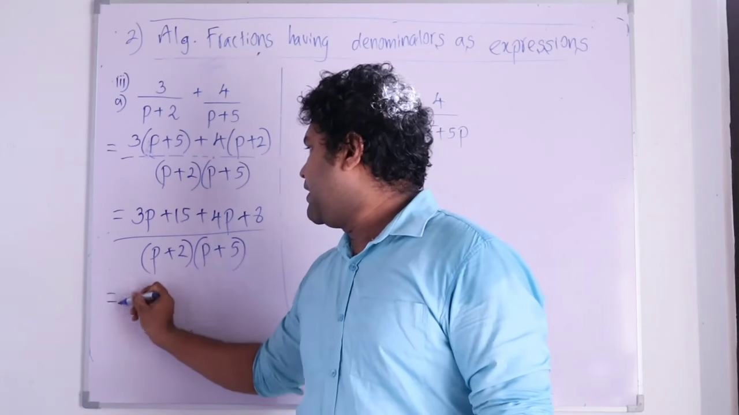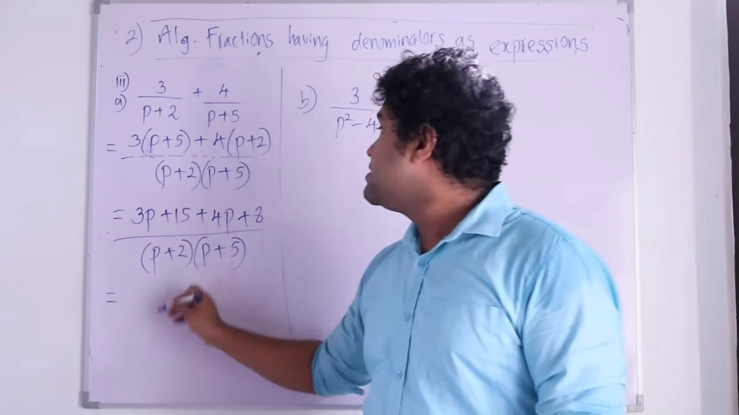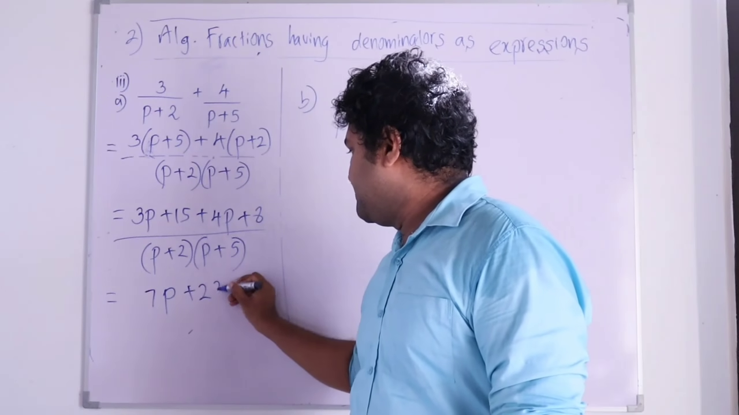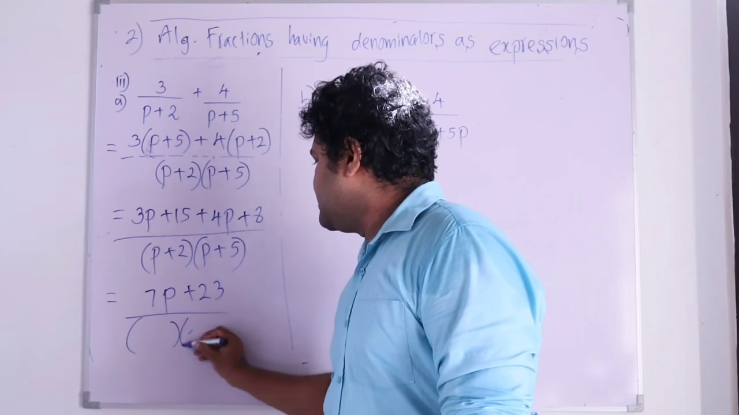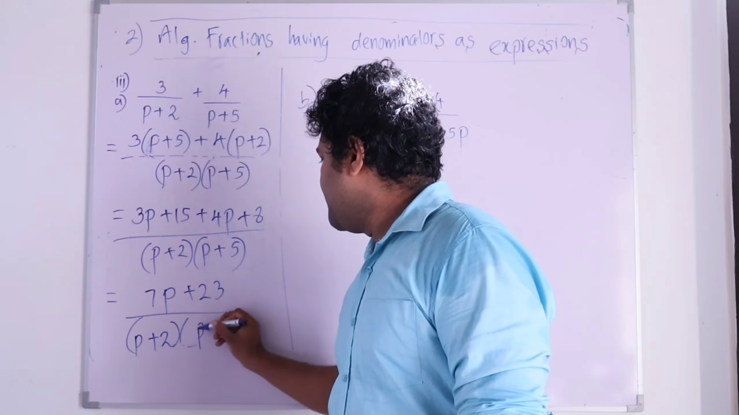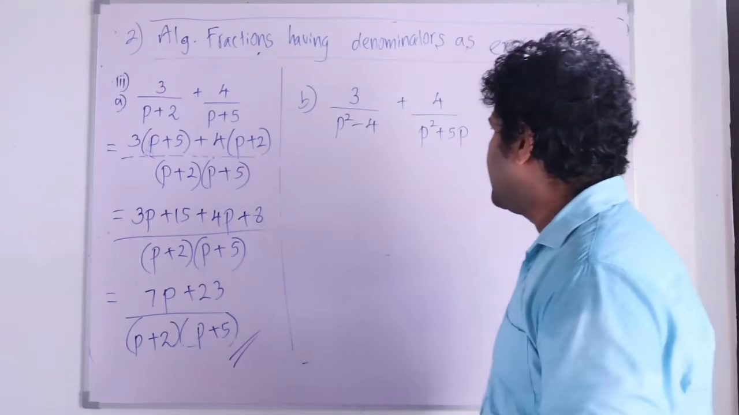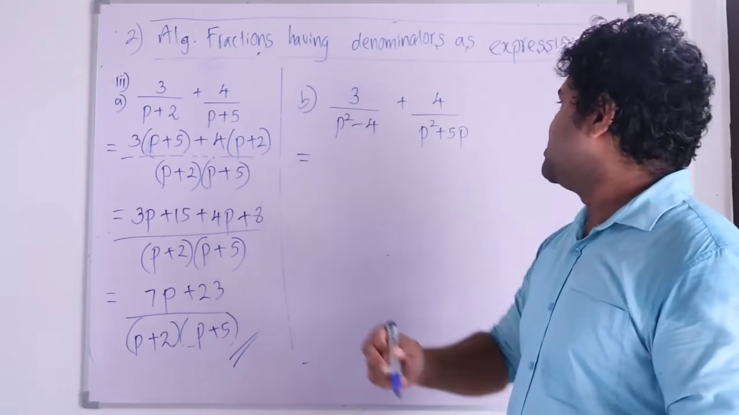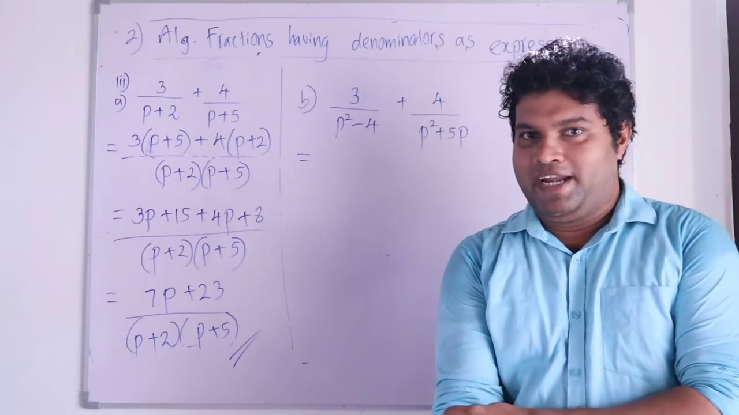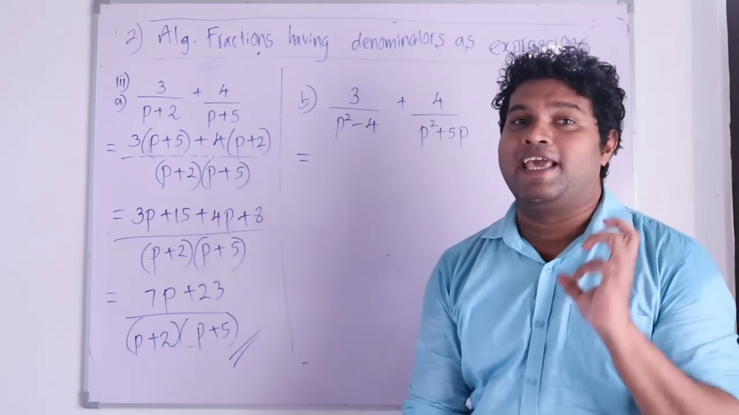Are you okay? Right, now tell me, 3p and 4p, what's the answer? 7p. 15 and 8, 23. And your answer is 7p plus 23 over p plus 2 with p plus 5. This is the answer. Okay, but the right hand side is not an easy one. The reason is the denominator. The case of the denominator is affecting you. Therefore, we have to first solve the denominator case.